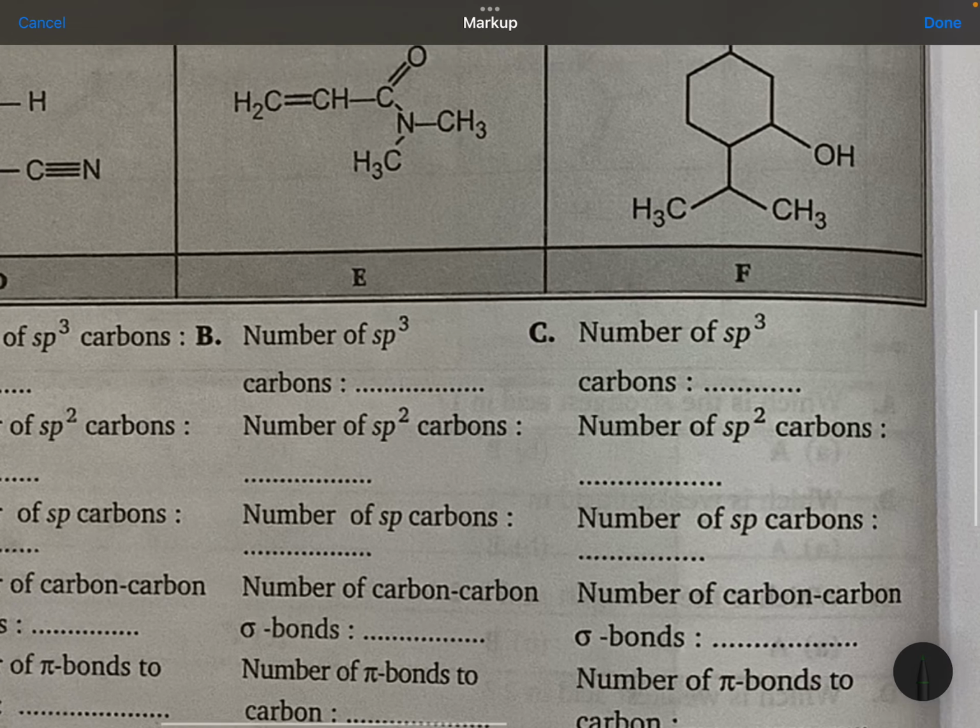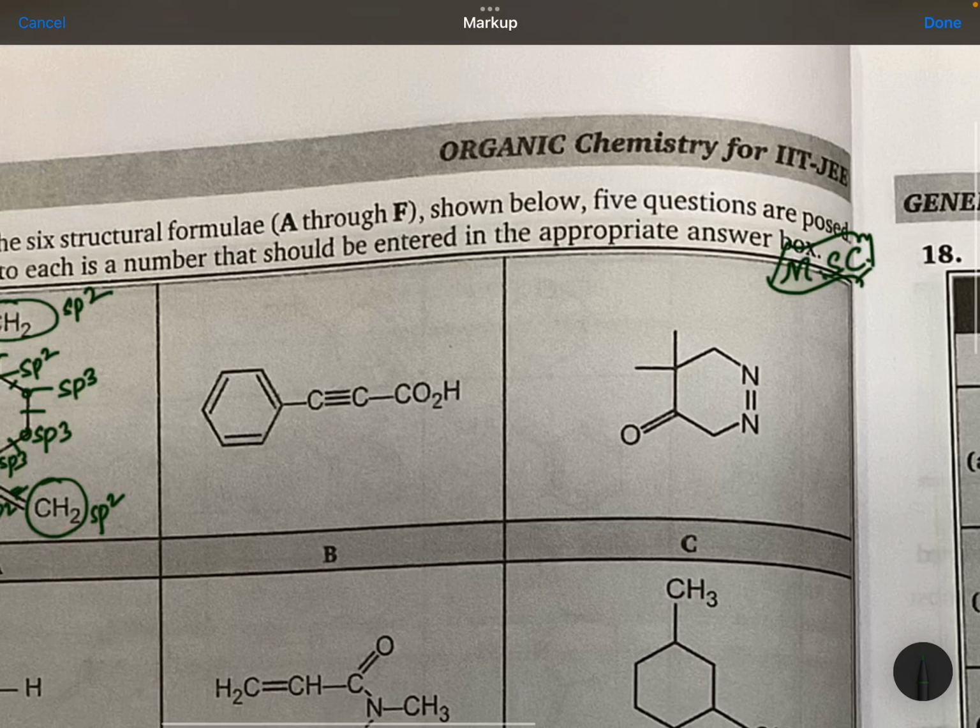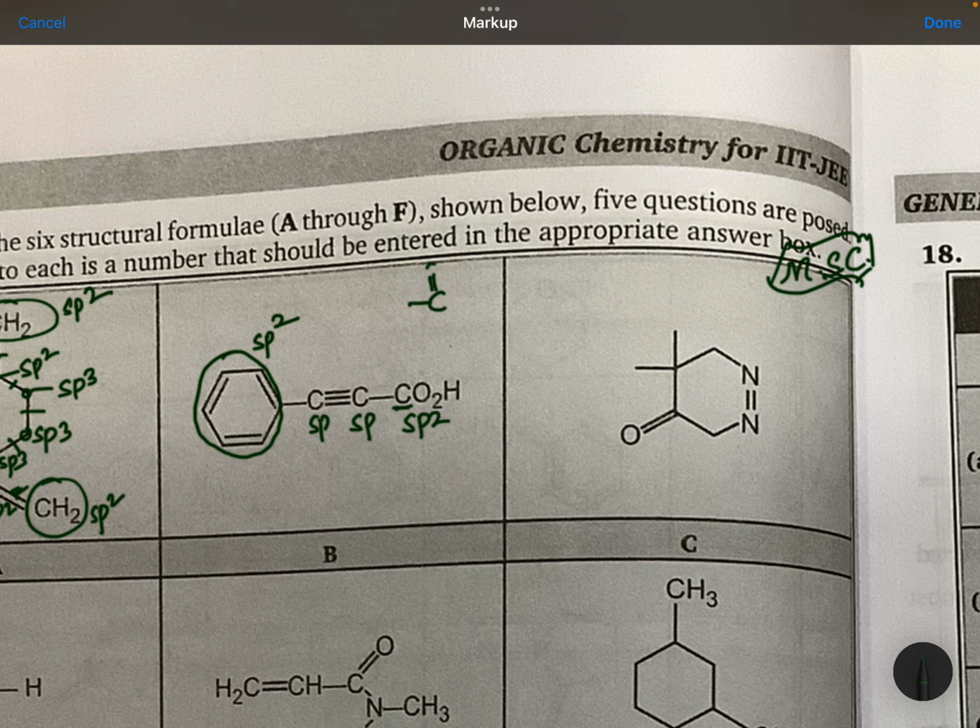sp3, sp2, sp, same question. Here all carbons are sp2. It is sp, sp, this is again sp2 because COOH will be like this. So sp3 carbons 0, sp2 carbons 7, sp carbons are 2. Now number of carbon-carbon sigma bonds 1, 2, 3, 4, 5, 6, 7, 8, 9. Carbon-carbon sigma bonds are 9, pi bonds 1, 2, 3, 4, 5.